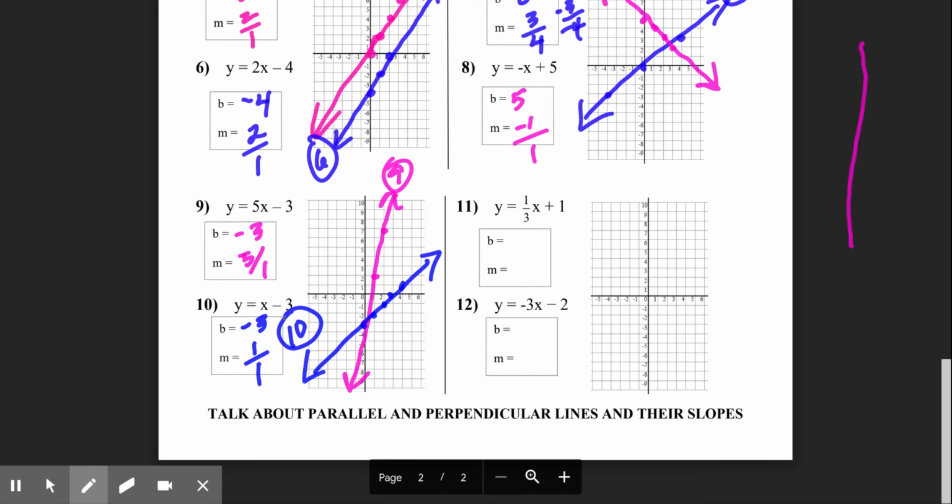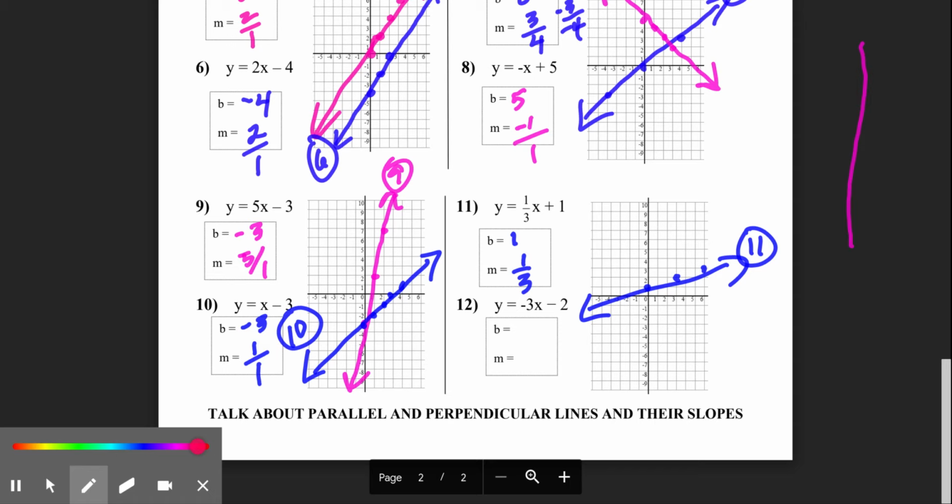All right, let's take a look at problem 11. The y-intercept is 1. The slope is 1/3. So we're going to start at 1 and then go up 1 and over 3. Go up 1, 1, 2, and over 3. All right, so that's problem 11.